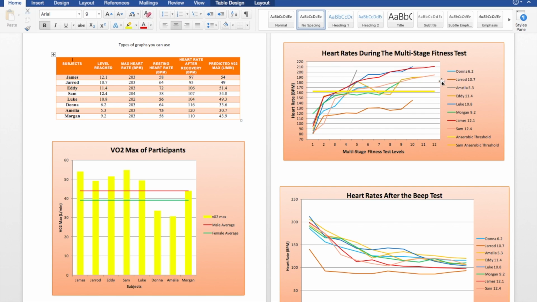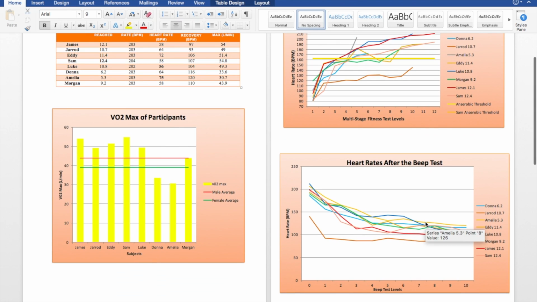Then on this one, we've got the heart rates during the activity. So you can see that they're all steadily going up. And then we've got this line going right across here. That's our anaerobic threshold. So we've calculated the anaerobic threshold and just put it right along there. Then we've got this one here, and that looks at the recovery rate. So what happens after they've done the exercise. So after they've done the beep test, during the beep test, and then after the beep test here. So this decline, and then it levels off.